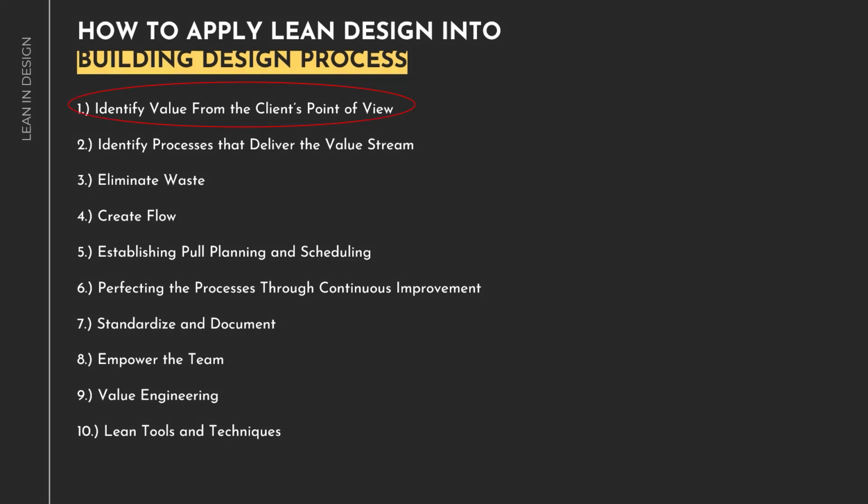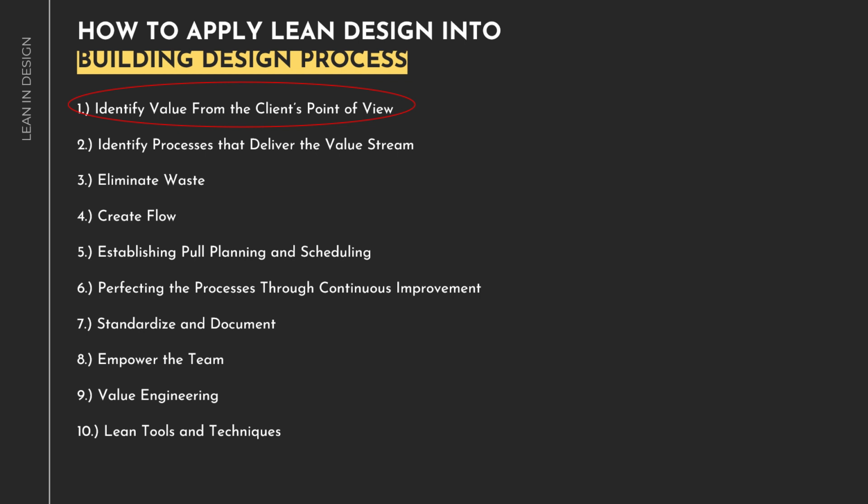How to apply Lean design into the building design process. Here are steps to apply Lean principles in a building design process. First, identify value from the client's point of view. That means identify and understand the specific needs and requirements of the project stakeholders, including owners, users, and regulatory bodies. Determine what features, functions, and attributes are essential for the project's success and prioritize them.